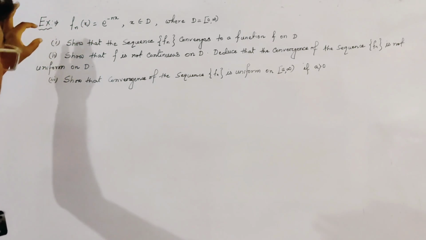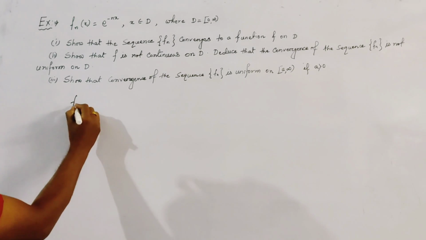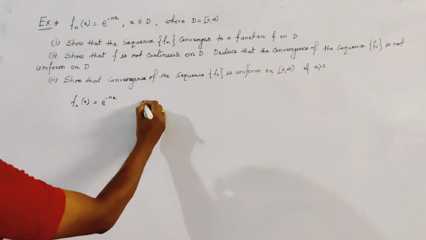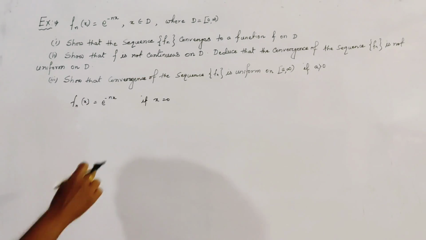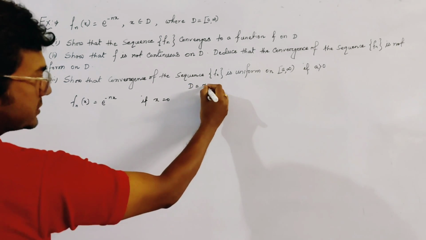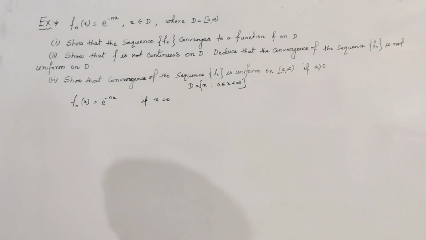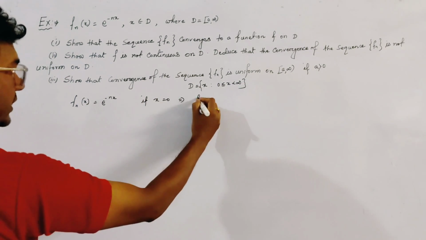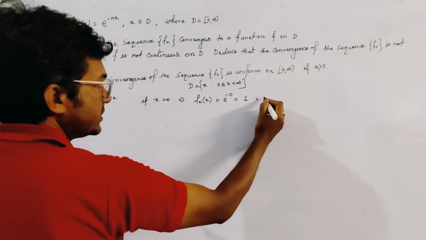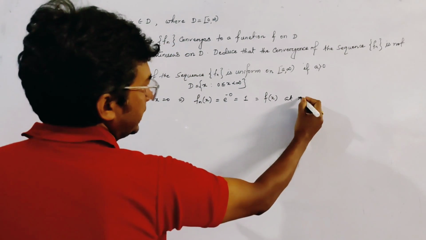Now we solve one by one. We first solve the first question. Here f_n(x) is given by e^(-nx). Now if x = 0, because here D = [0, infinity), so D is the set of x such that 0 ≤ x < infinity. If x = 0, then we get f_n(x) = e^(-0) = 1, and this is f(x), that is the limit function of the sequence of functions, at x = 0.